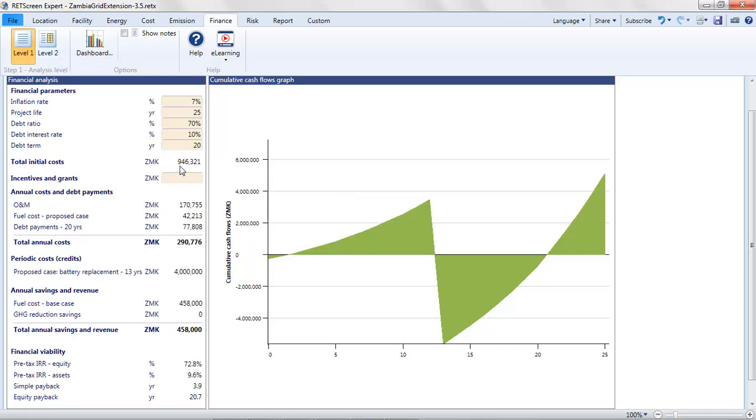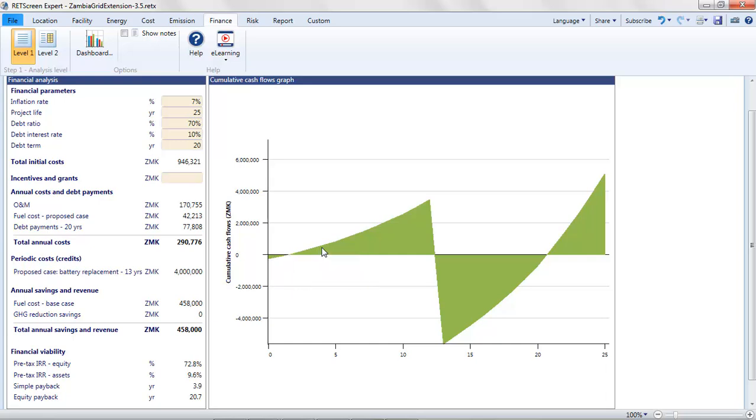Initially the total costs are quite small. Why? Because the cost of doing 35 kilometers of grid extension is very nearly equal to the cost of putting in this photovoltaic plus battery plus genset system. So the incremental initial costs are 1 million kwacha roughly. So we see initially here the equity portion of 1 million kwacha, which is 30% of this, so a little under 300,000 kwacha, which is what we see here.